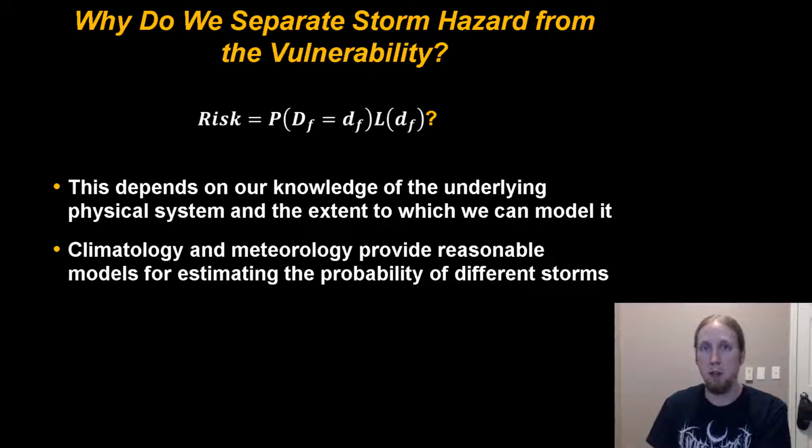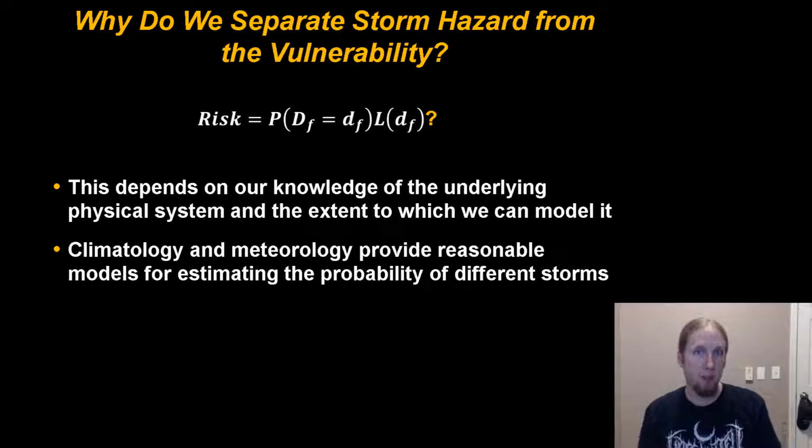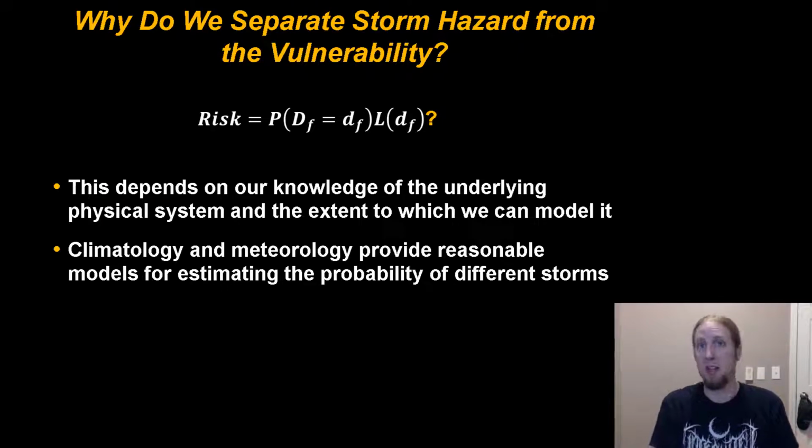Estimating the likelihood of a certain storm occurring is more the domain of climatologists and meteorologists, whereas estimating how much flooding is going to occur if that storm forms is more of a fluid dynamics question. So we would have different models that are used to estimate those two quantities, so it's convenient to keep them separate in our risk framework.